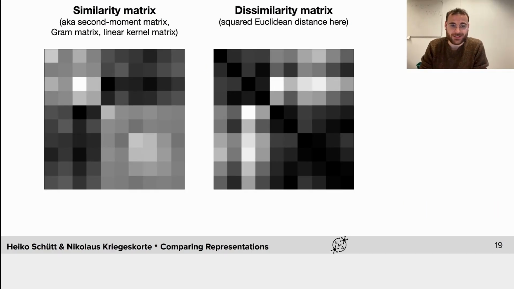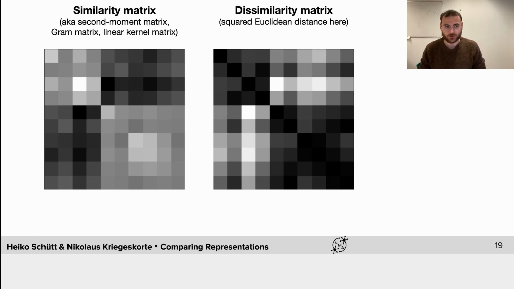Okay, hi. So Nico just told you that most of the methods we use for comparing representations are based on the similarity structure of the stimuli with each other. So which stimuli have similar representations to which others? And I will now spend the rest of the time I have with you trying to convince you that this is indeed sensible, so that it is a good idea to compare representations based on this similarity structure.